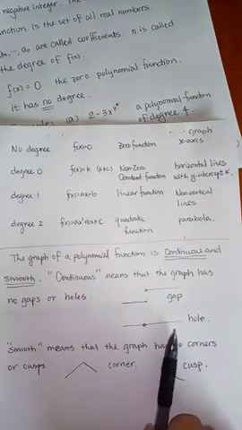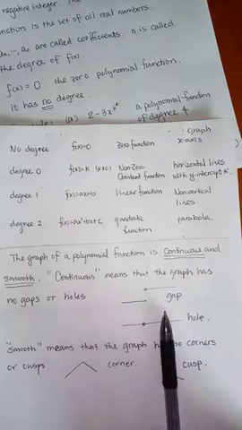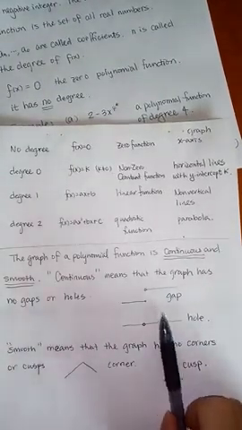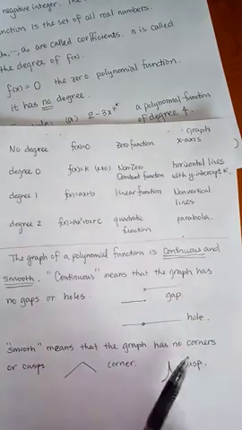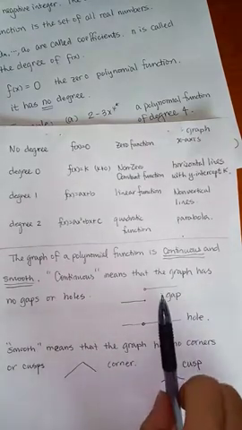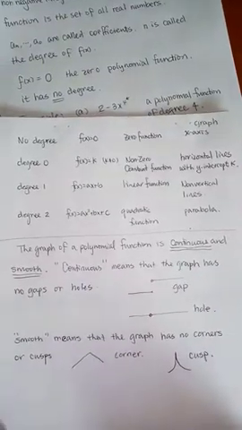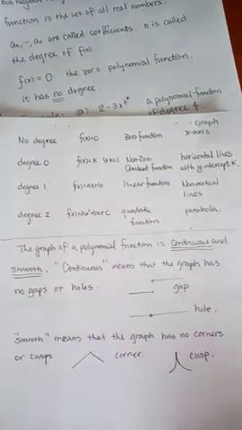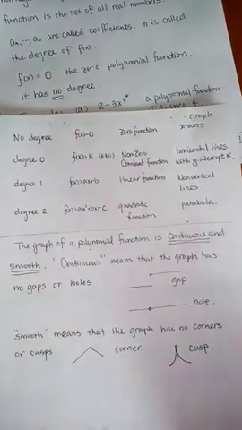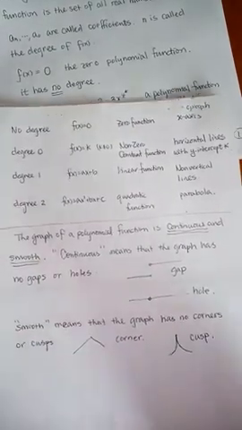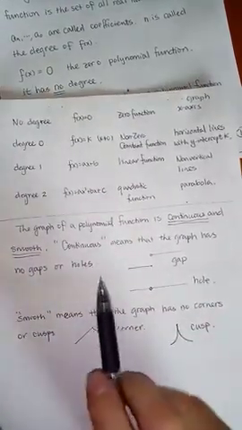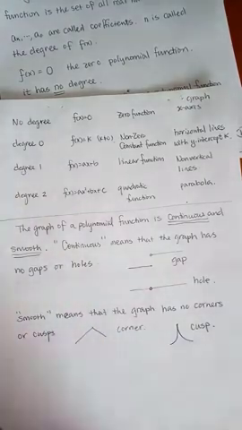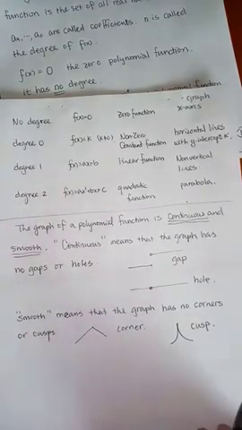From one side, if you compute the tangent line, it's vertical. From the right side, it's also vertical, but the rotation direction is different. So this is a cusp. But anyway, we don't want this point. If there's no such point, then it's called smooth. And the graph of a polynomial function is continuous and smooth. In fact, smooth is stronger than continuous.